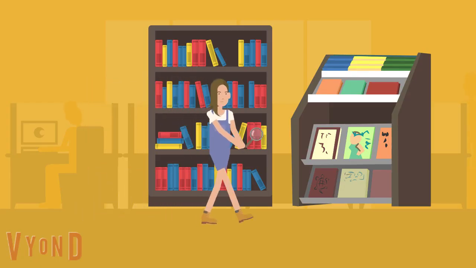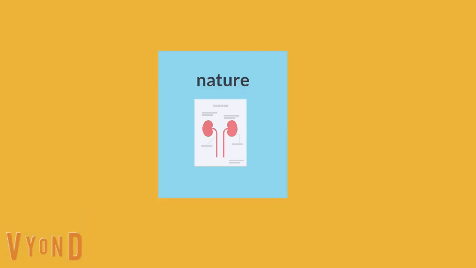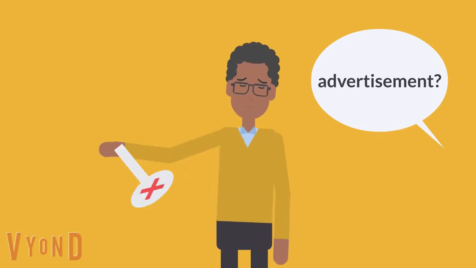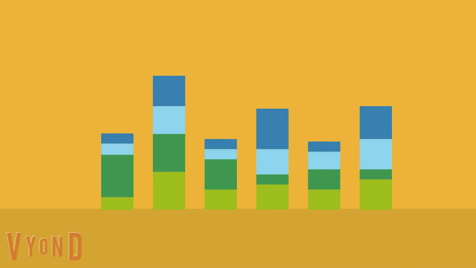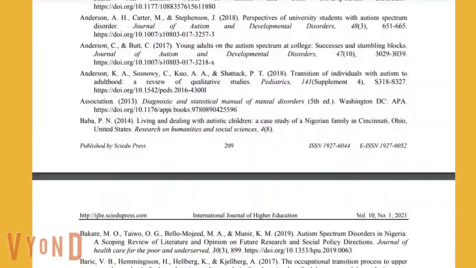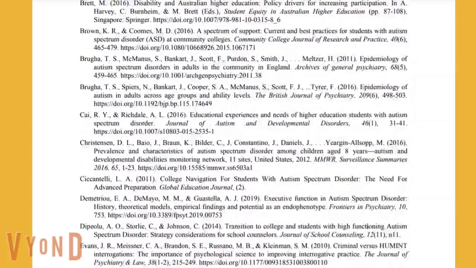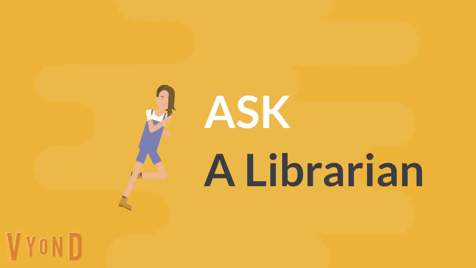How can you spot them in the wild? Scholarly journals have plain covers that vary little from issue to issue. You can find very few advertisements. Scholarly articles have tables or graphs to display research data. All sources are cited. If you have questions, ask a librarian.